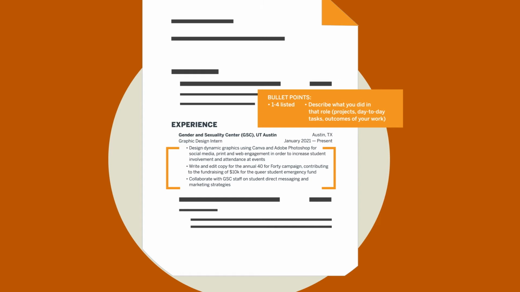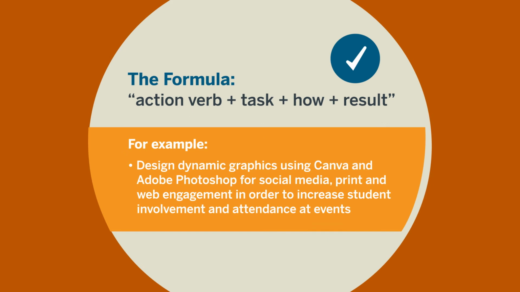A good way to do this is to use a simple formula. Formulas aren't just for math. The formula you can use to write a bullet point is action verb plus task plus how, and sometimes plus result. For example, design dynamic graphics using Canva and Adobe Photoshop for social media, print, and web engagement in order to increase student involvement and attendance at events.